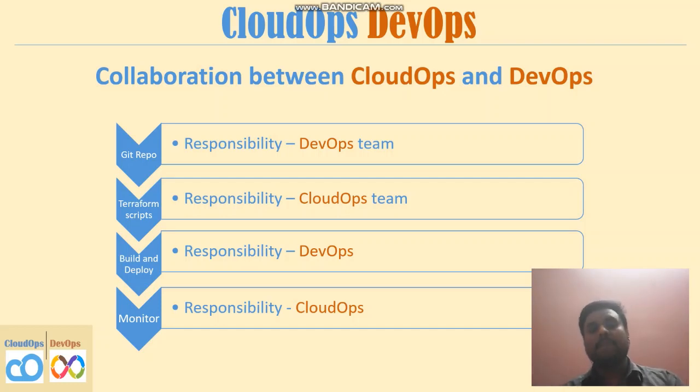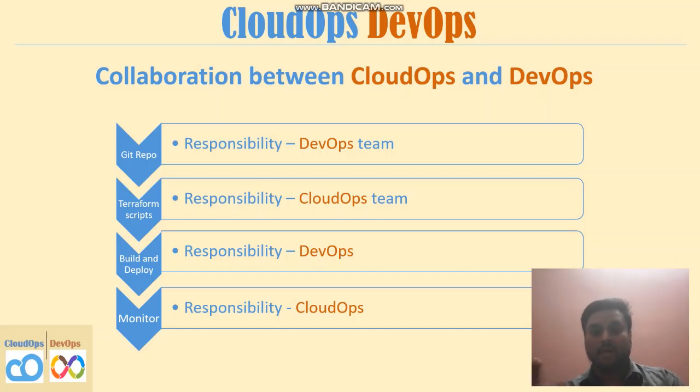Now the build and deployment will start. The build pipeline and the deployment pipeline will again be created by the DevOps team. Once the Terraform script, which has been developed by the CloudOps team, is pushed into the Git repository, the build pipeline and deployment pipeline start their execution. The Terraform script is built and deployed. Deployment of the Terraform script means all the Azure services get deployed in their specific resource group.